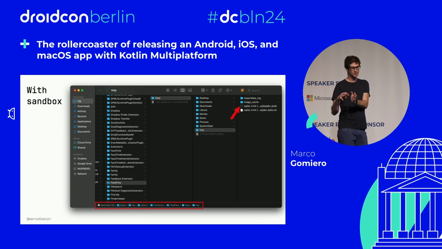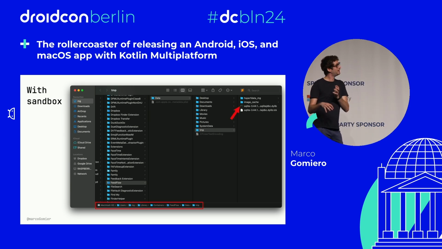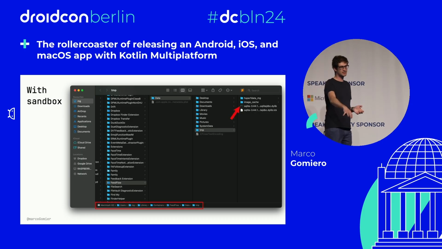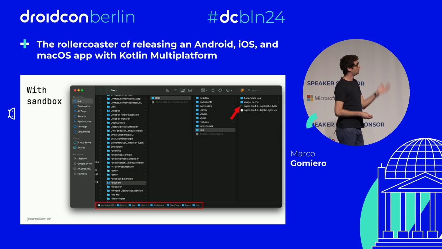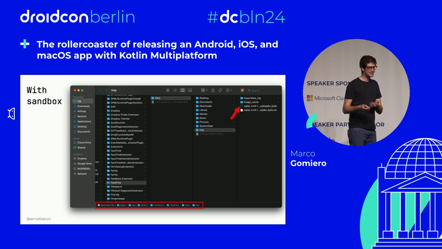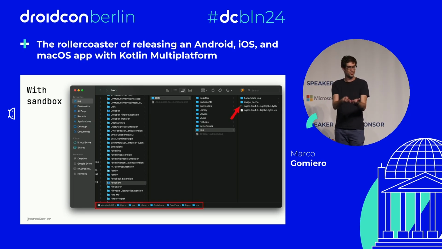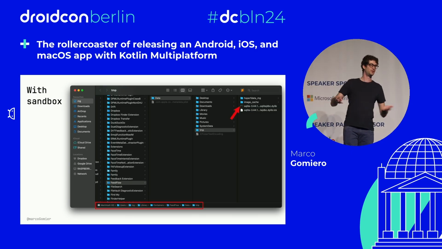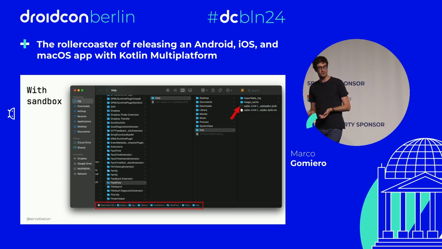So in here, you have the folders that your app can access. And in this case, there's going to be this temporary directory with the native library. And the JVM is trying to load it from here, but no, Apple says no, you can't from the sandbox.